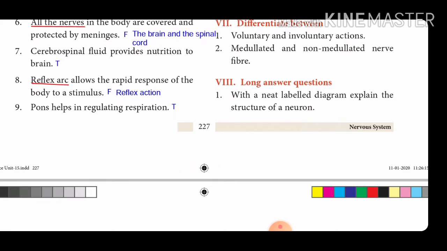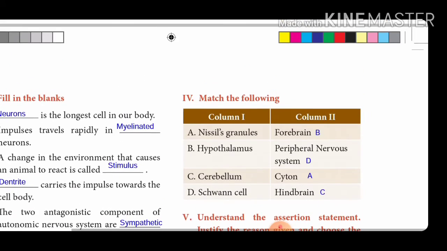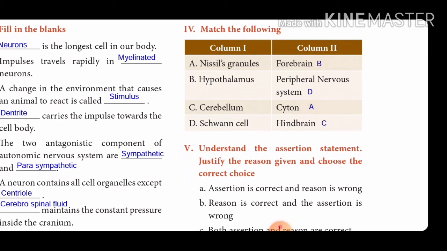Ninth one, pons helps in regulating respiration. It's a true statement. The next one, match the following. A, Nissl's granule, cyton. B, hypothalamus, forebrain. C, cerebellum, hindbrain. Schwann cell, that is peripheral nervous system.